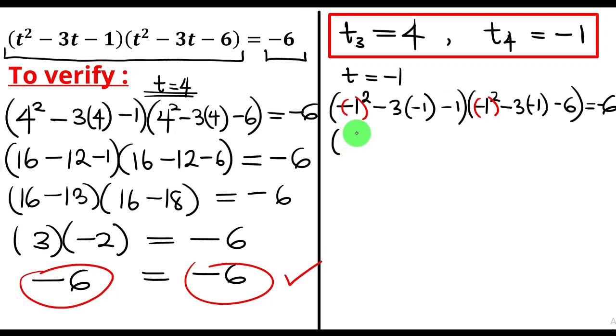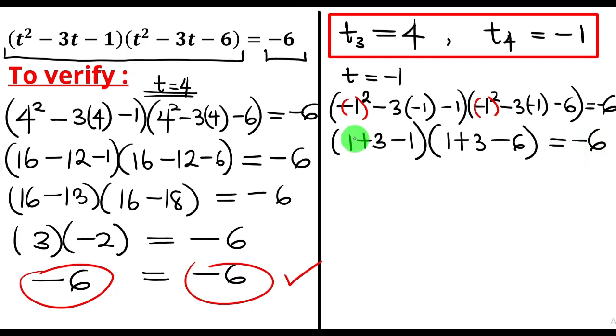This has to be in its own parentheses as it is to have an accurate answer. So we're going to have 1 here, minus 1 in parentheses, then square. We're going to have 1, then minus 3 multiplied by minus 1, that's going to be plus 3, then minus 1 is still there, then another one, we still have 1 here, minus 3 multiplied by minus 1, that's going to be plus 3, then minus 6 is still there. Is this going to be equal to minus 6?